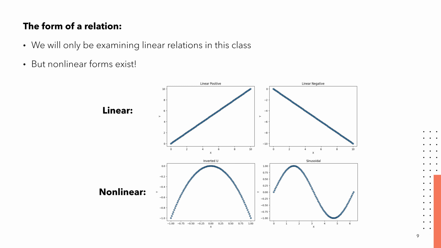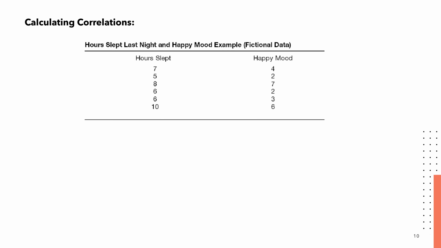Lastly, we have to consider the form of a relation. In this class, we will only be examining linear relations, which means that we can draw a straight line through the data. However, you should know that nonlinear correlations exist and can be found in research. You'll likely learn how to calculate nonlinear correlations if you take future stats courses. With this, let's jump into how to calculate a correlation.